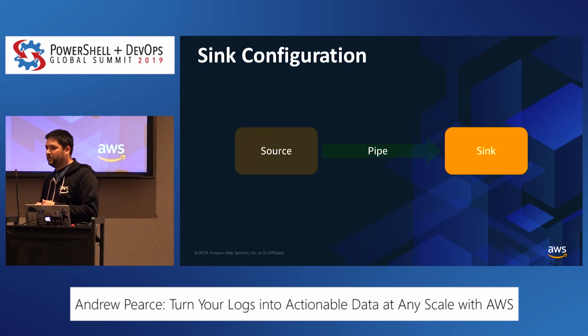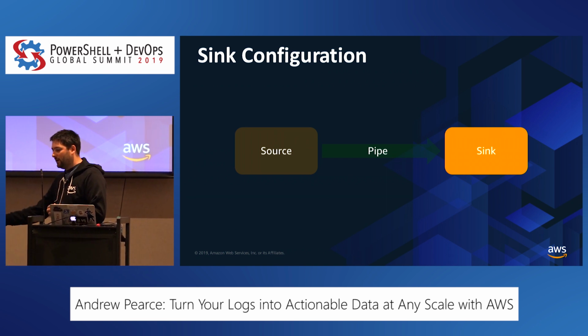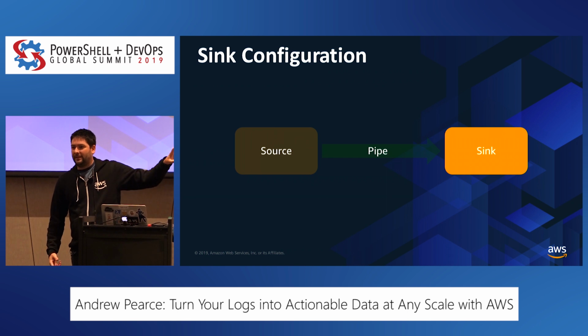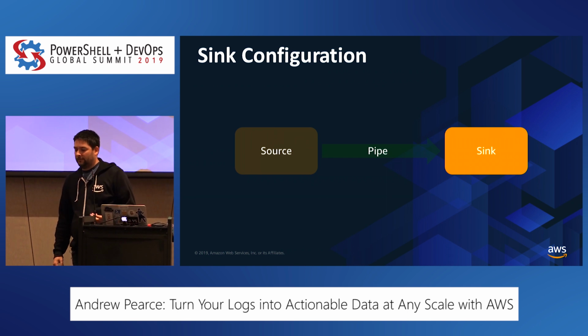So the sink is the next most important bit here. We've read our data, we've structured it into a rich object, and now we want to put it to something downstream. And what can we put it to?